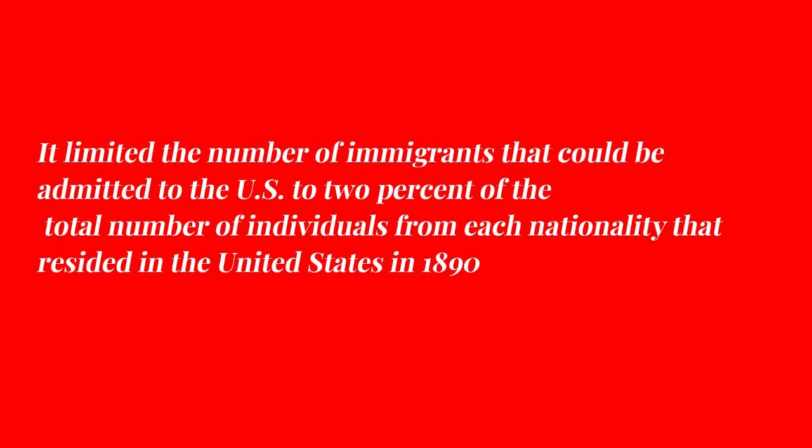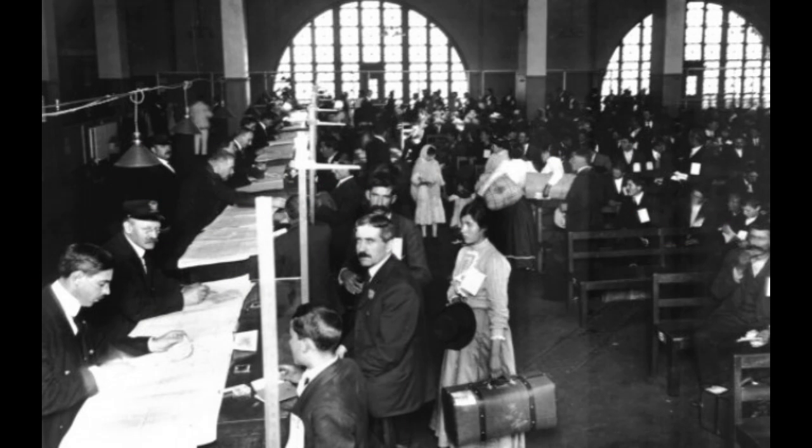"It has become necessary that the United States cease to become an asylum," Representative Johnson declared during debate on the bill. Among its provisions, the Act created a permanent quota system based on national origin. It limited the number of immigrants that could be admitted to the U.S. to 2% of the total number of individuals from each nationality that resided in the United States in 1890, before waves of Slavic and Italian immigrants arrived in America.